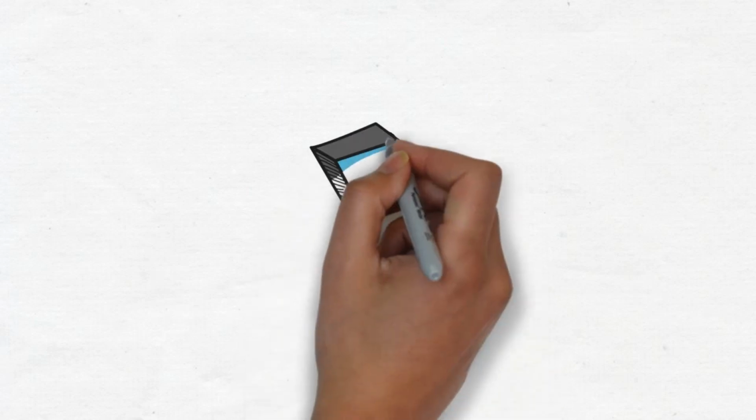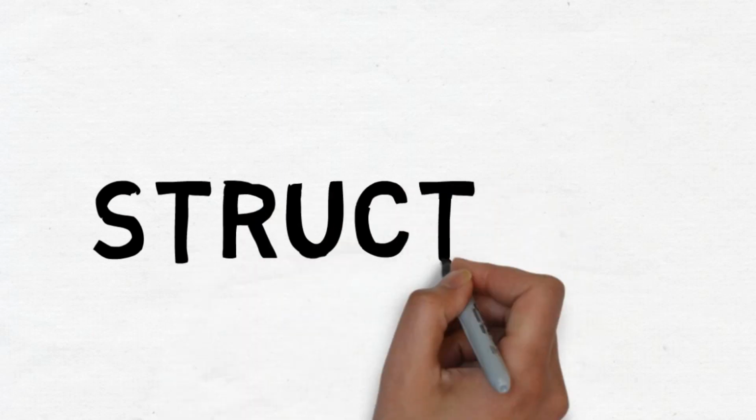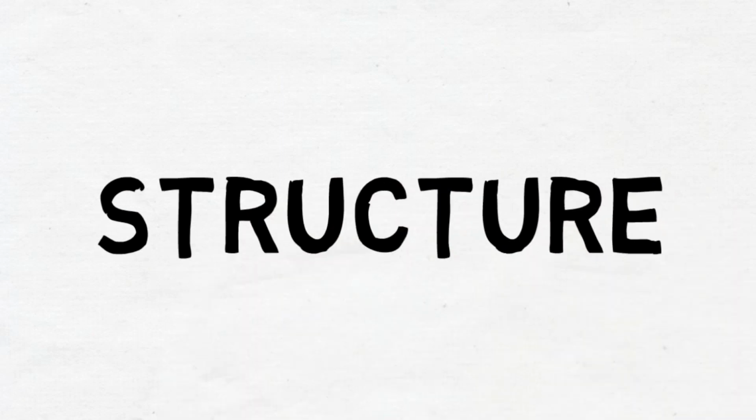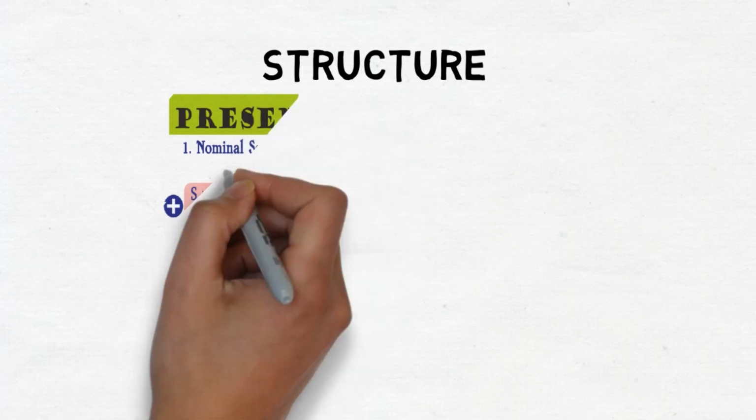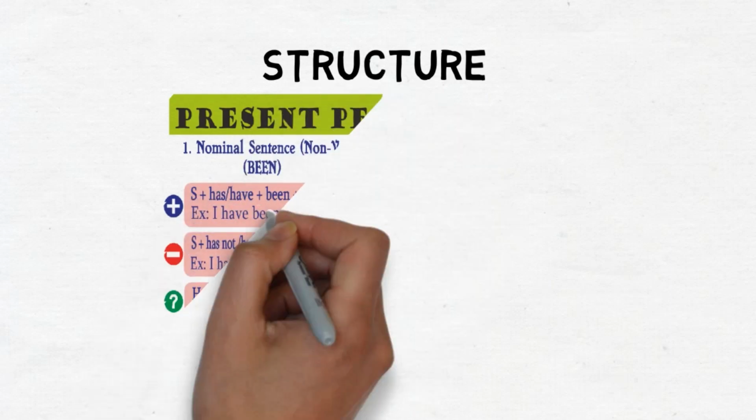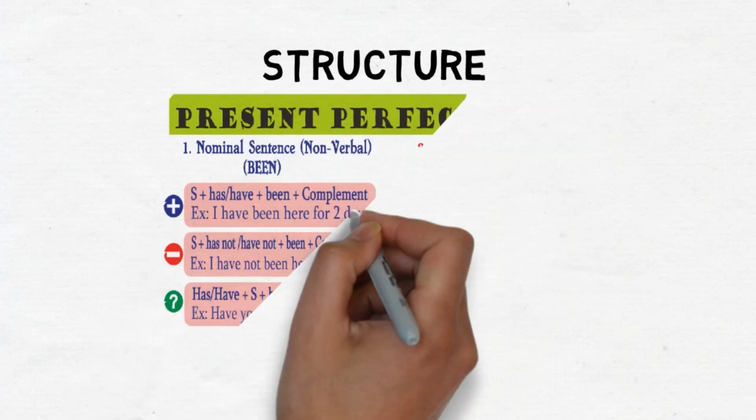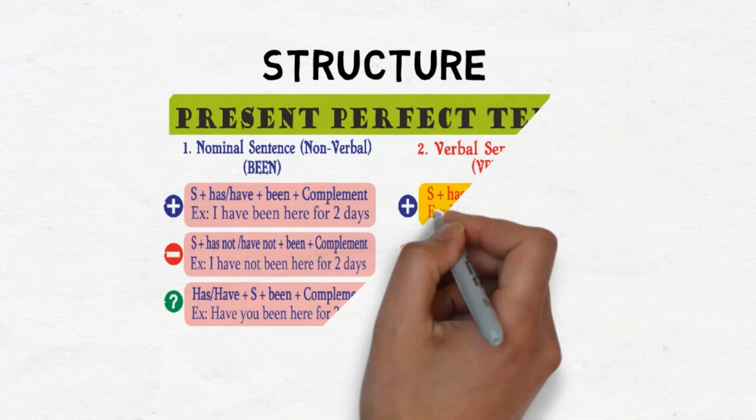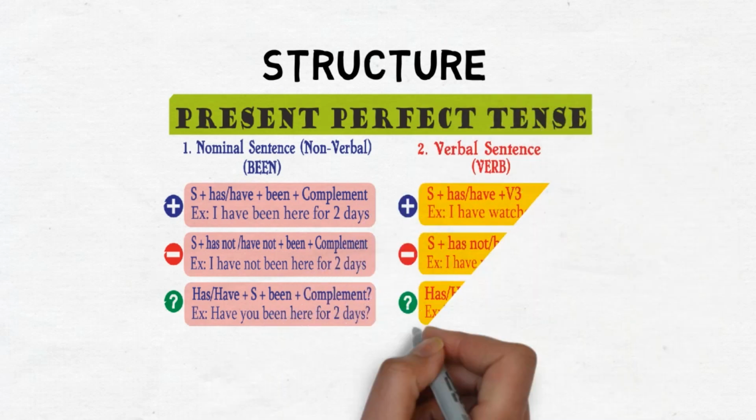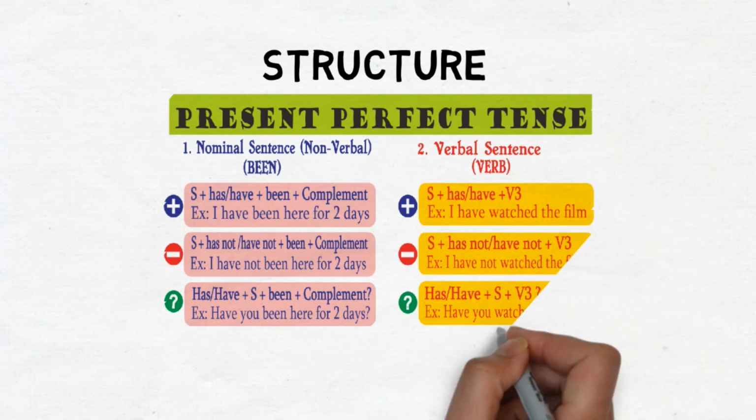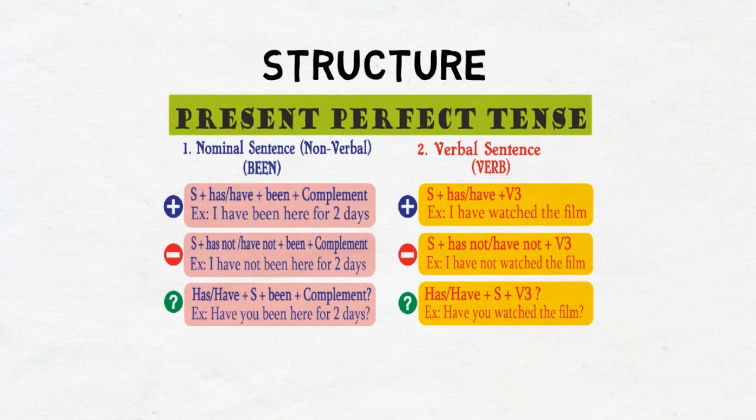So, we move along to the structure. We divide it into two kinds of sentences. There are nominal sentences, or nonverbal sentences, using to be or been. Second is a verbal sentence using a verb, that is verb 3. In a nominal sentence, for a positive sentence, the formula is subject plus has or have plus been plus complement. For example, I have been here for 2 days.